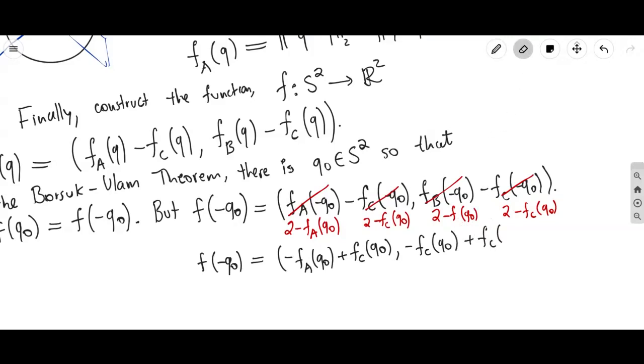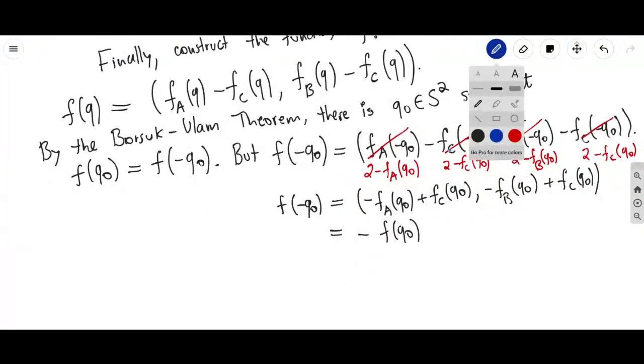I'm sorry, I meant to say this should have been a b, of course. That should have been a b. Q0. And if you look at what this is, it's actually exactly how you started, right? It's exactly this map, the one you have over here, but it's the negative of it. So it's the negative of f of Q0.